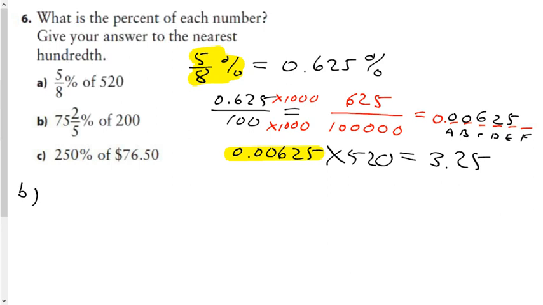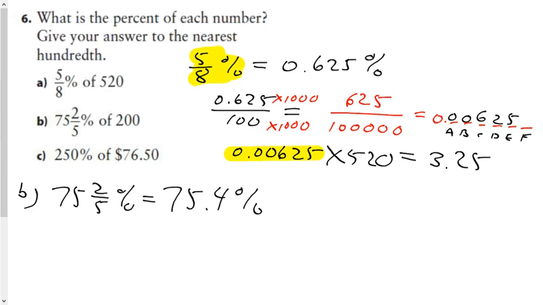With B, 75 2/5% is equal to 75 decimal what percent? 75 2/5% is equal to 75 decimal what percent? Anybody? That's right, 75.4%. How did you get that? 2 divided by 5 is decimal 4. We've already done it 3 times so far this morning.